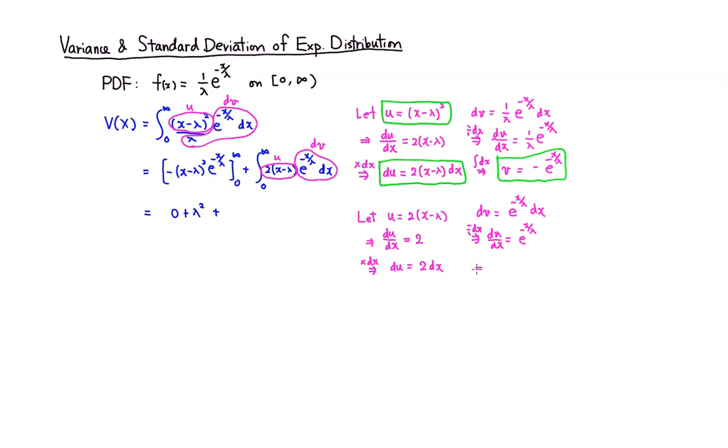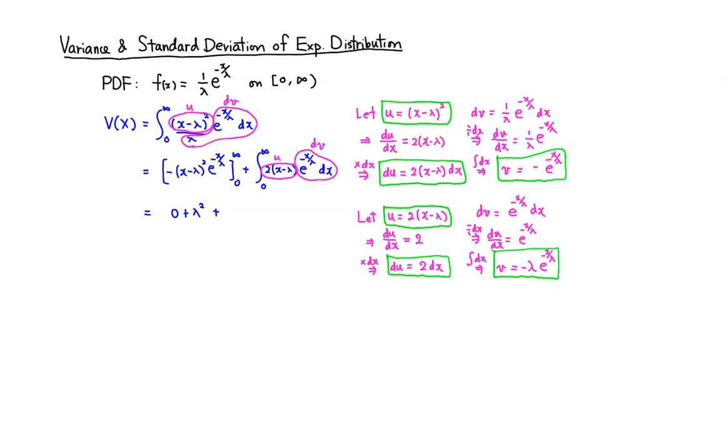Then we take the antiderivative with respect to x. We're going to get v is equal to e to the negative x over lambda divided by negative 1 over lambda, so it's going to be multiplied by negative lambda. All right, we have that. So we need u, and we need du, and also v. Then we're going to go through this.